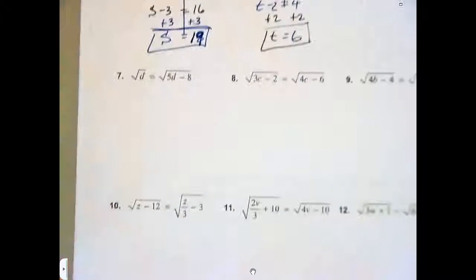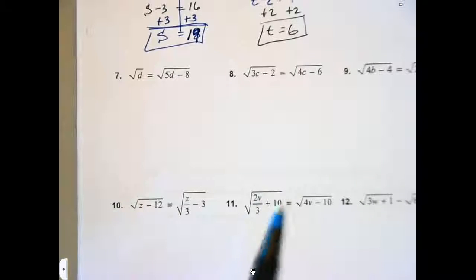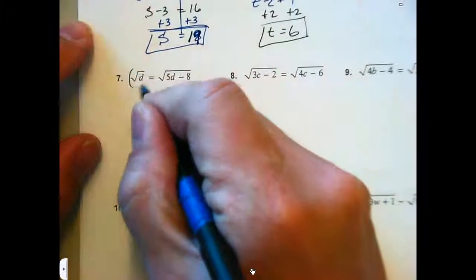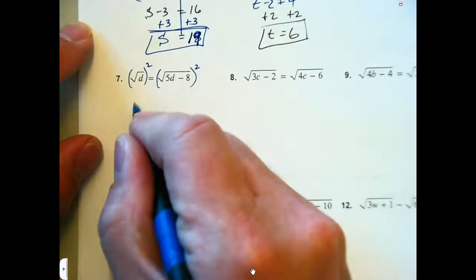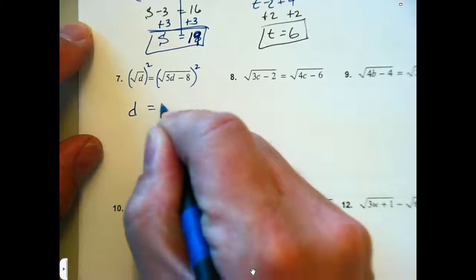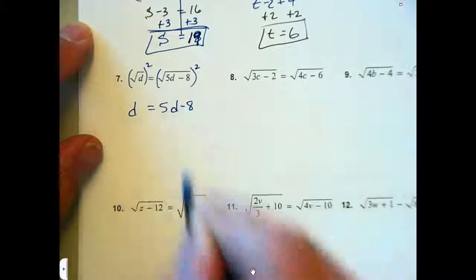All right. Let's move on to number 7. Notice they're getting progressively weirder. They're getting a little more difficult each time. So, number 7, tell your neighbor what you think you should do first. Square both sides. Very good. Square both sides. Minus 5D.